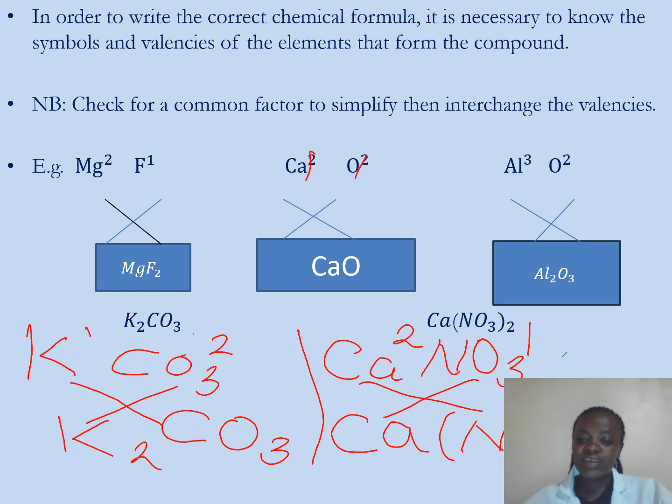Because now we have a 3 down here, we must introduce these brackets. So now the formula becomes Ca into brackets, the nitrate, and then at the end here we have 2. So that is how we write the chemical formula for calcium nitrate.